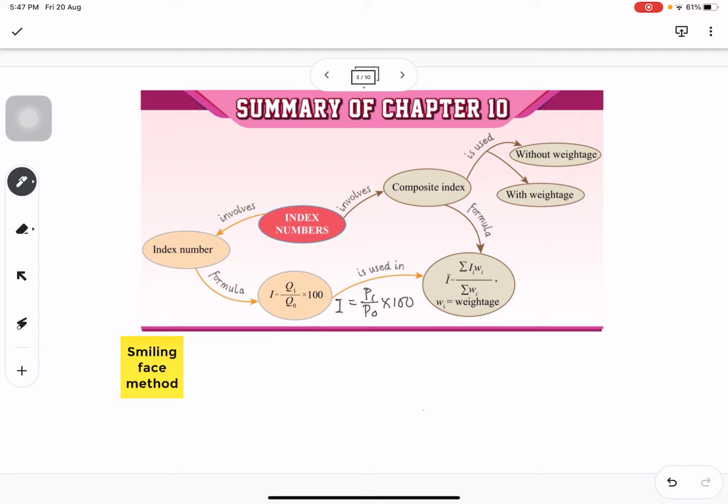And then for the second part, composite index, we have the formula I bar equal to summation of IW over summation of W. What is W? Still remember or not? Yeah, that is weightage. Sometimes the weightage might be given in pie chart form, or in percentage, or in numbers.